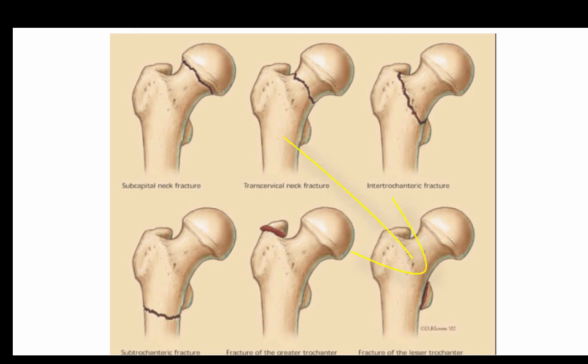One of the ones that we most frequently see is the subtrochanteric fracture, which is the bottom left, or the intertrochanteric fracture, which is the top right. Those are some of the kinds of fractures that you can see.